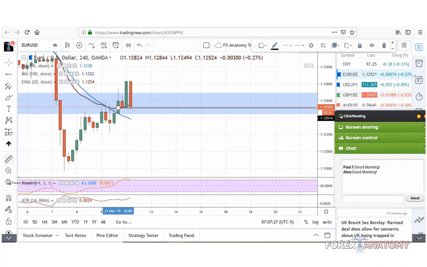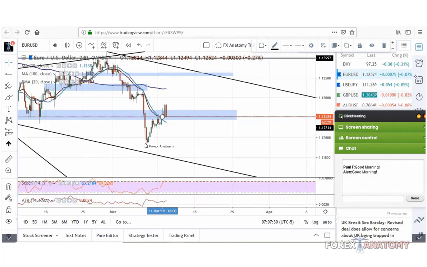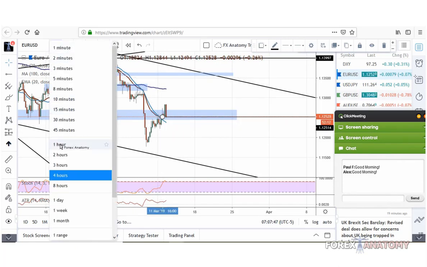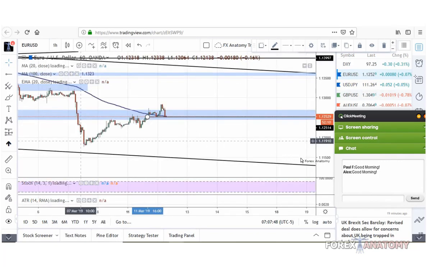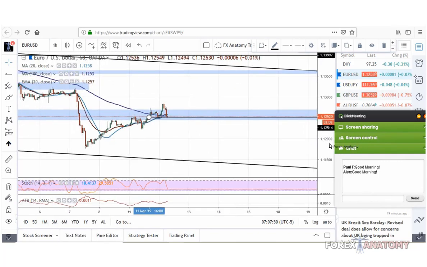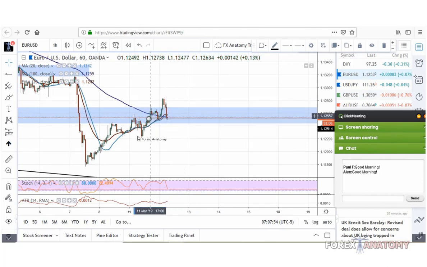But what we can also do is this, because if you look at the nature of this pullback, it was not smooth. It was more complex. They had areas of congestion and consolidation within this pullback. So then what we could do is go to a smaller time frame, like the 1 hour, and see how price made its way up to these highs. And you can see it was more of a structured pullback. There were structural levels that were created. So then this is what we could do based on what I'm seeing right now.